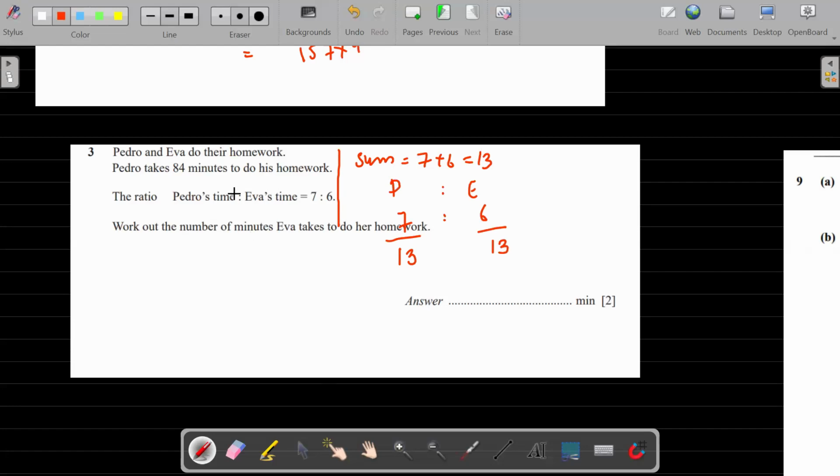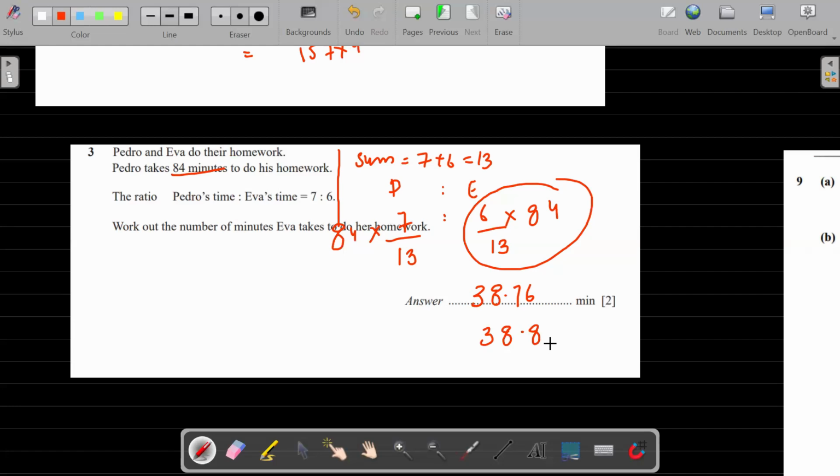Times it with the total. So here 84 minutes is the total minutes. Total amount 84, and times 84. Now it says work out the number and simplify it. 84 divided by 13 times 6. So Eva has taken 38.76 minutes. Or we can write it as 38.8 minutes.